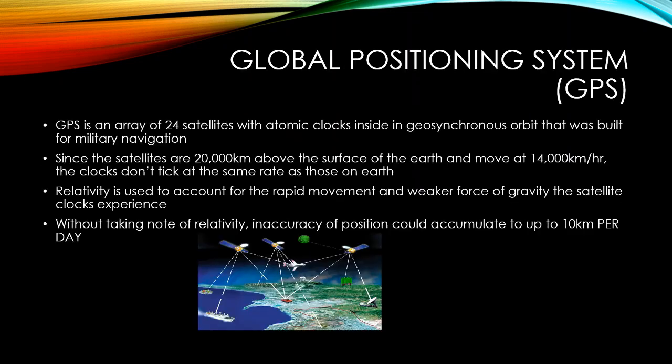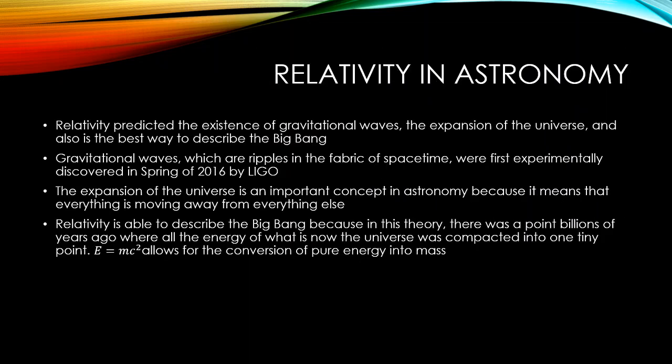So the Global Positioning System, or GPS, is an array of 24 satellites with atomic clocks inside that was originally built for military navigation. Since they're 20,000 kilometers above the surface of the Earth and move at 14,000 kilometers an hour, the clocks don't tick at the same rate as those on Earth. Relativity is used to account for the rapid movement and weaker force of gravity the clocks experience. And without taking note of relativity, inaccuracy of position could accumulate to up to 10 kilometers per day.